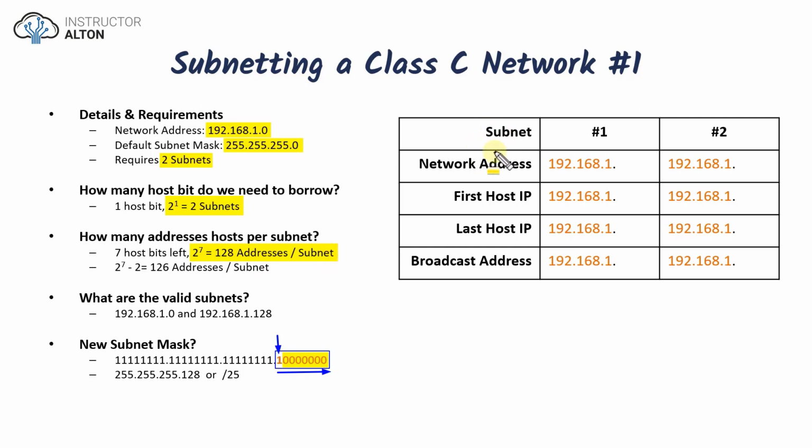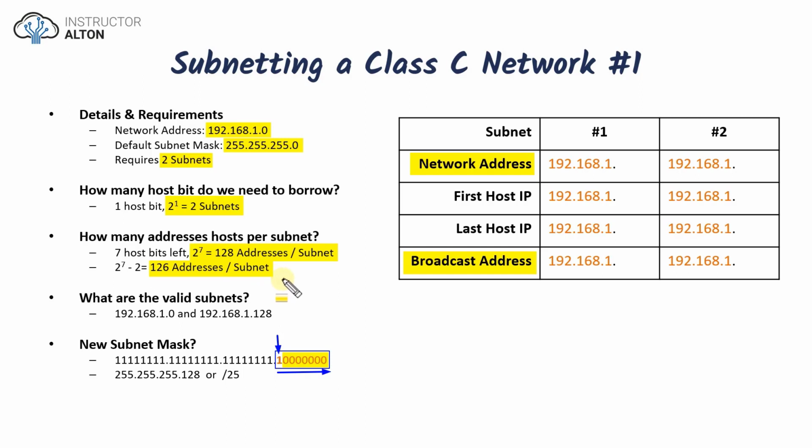But remember, each subnet has a network address, which is the very first address, and the very last one is a broadcast address, and neither of those are usable. So now we need to know how many are usable. We simply subtract 2 from that. So 2 to the 7 minus 2 tells us that the usable amount is 126 addresses per subnet.